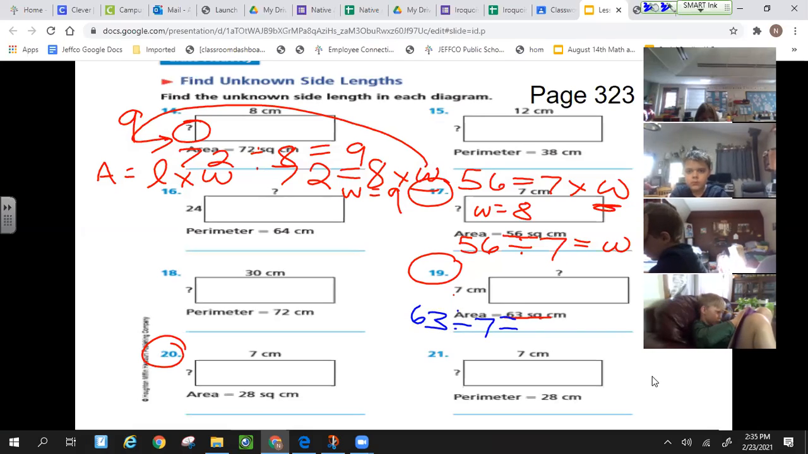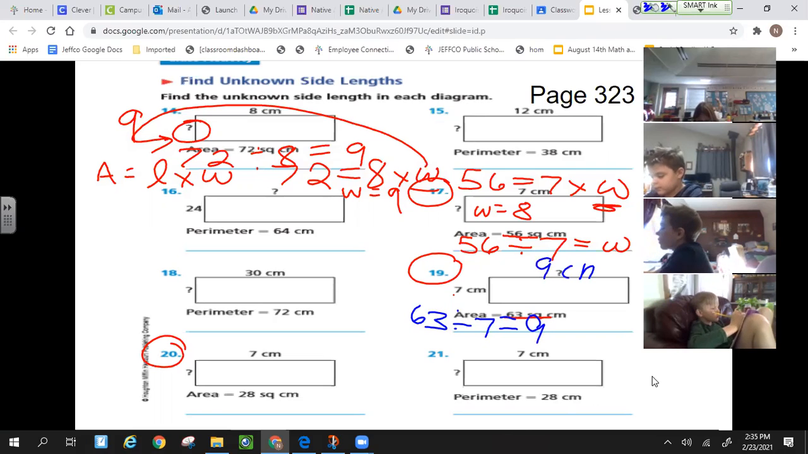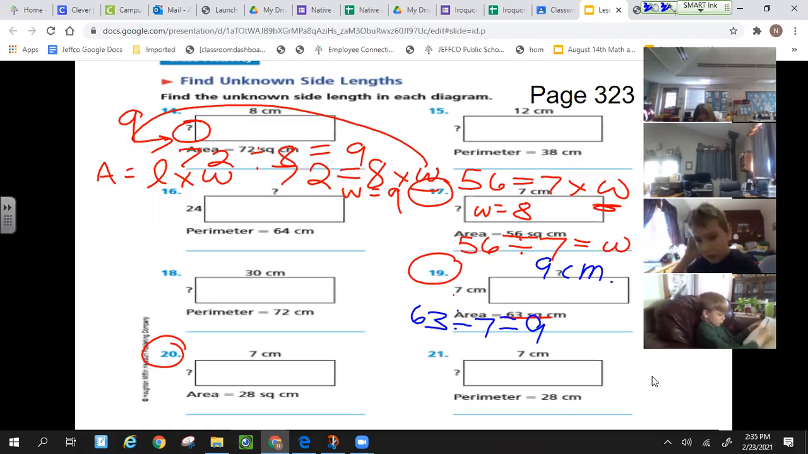I heard 63 divided by 7 equals 9. You should have gotten 9 centimeters. Okay, did you guys agree at home then? Do you agree? All right, number 20.